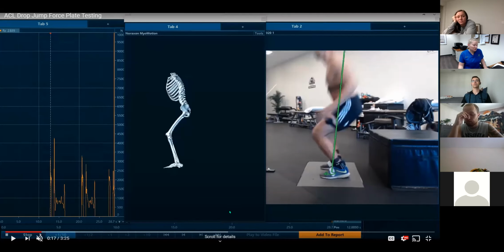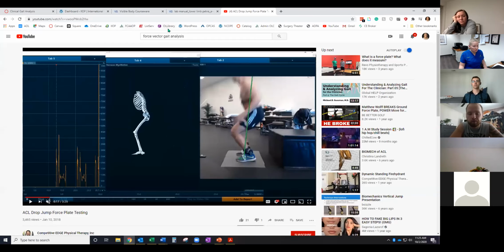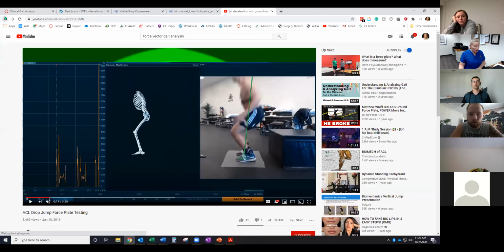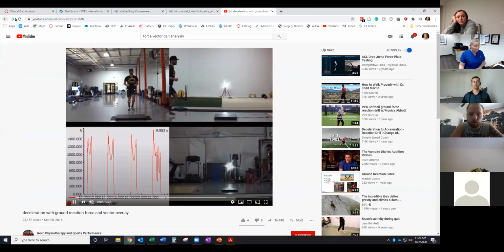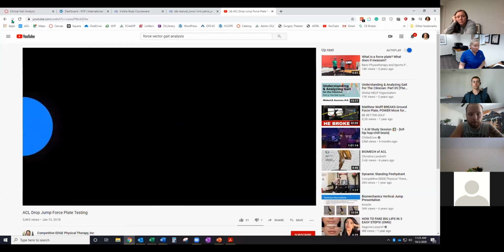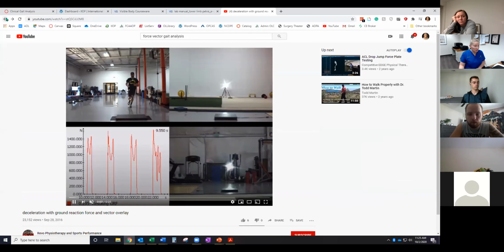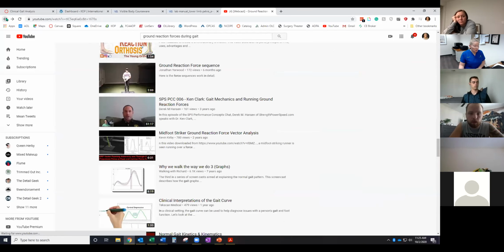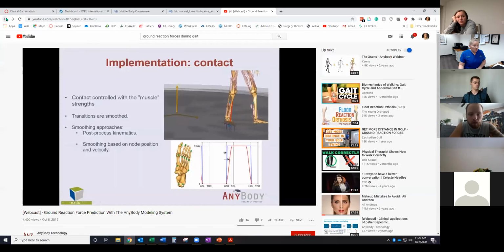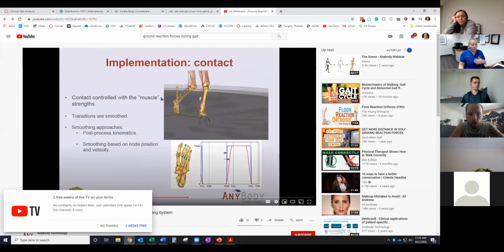I think it's cool how it shows the skeleton at the same time. It's just a good example of another look at ground reaction forces. But we will share this video, or not this video, the first one we showed.